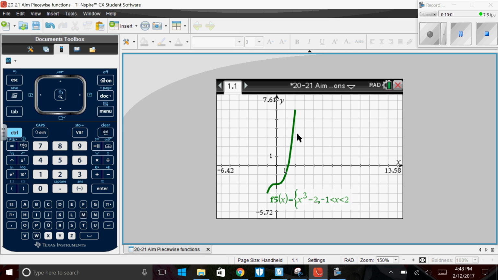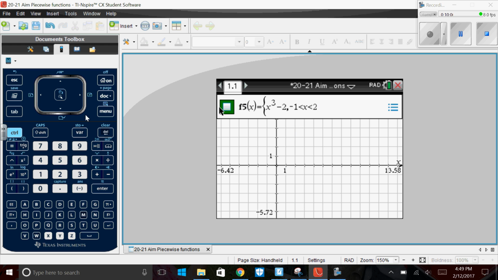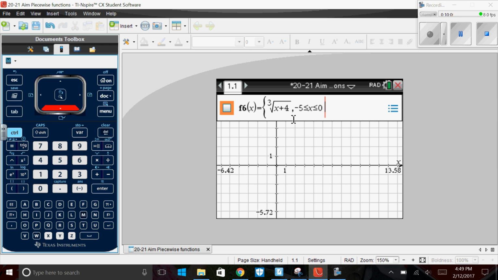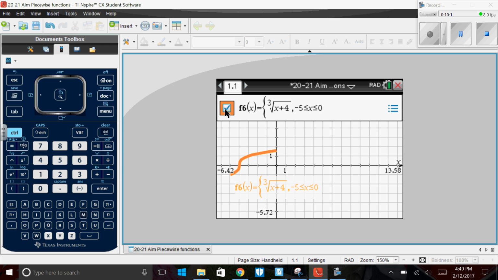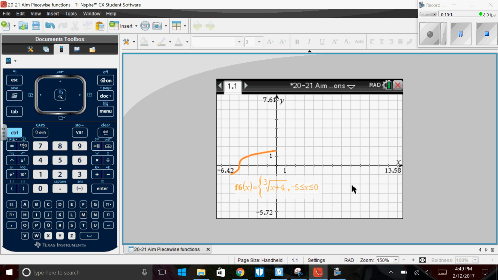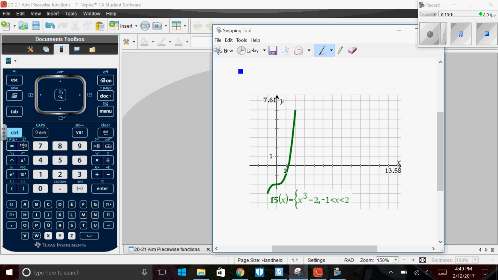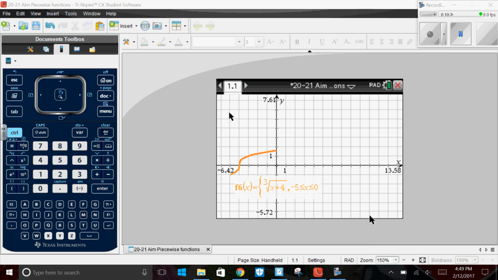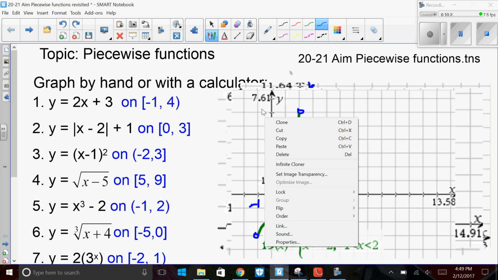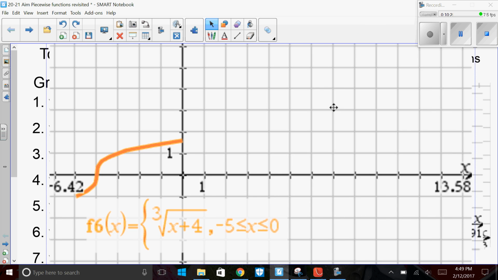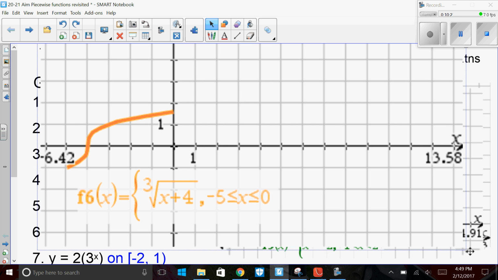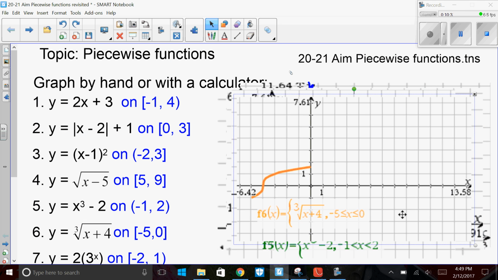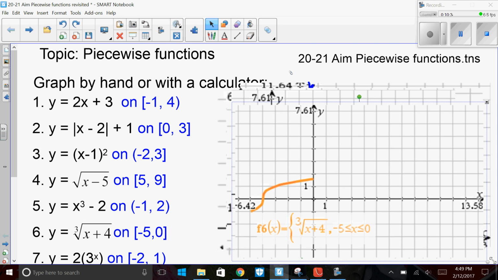So number 6 is a cube root. Number 6 looks like this. And there you have it. And it's pretty much really all you need to know about how to graph a function on restricted domain.